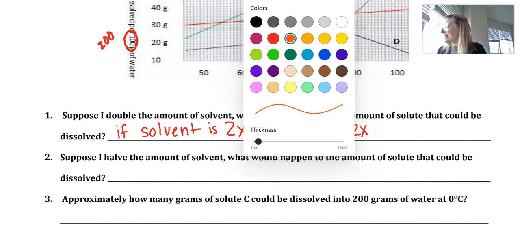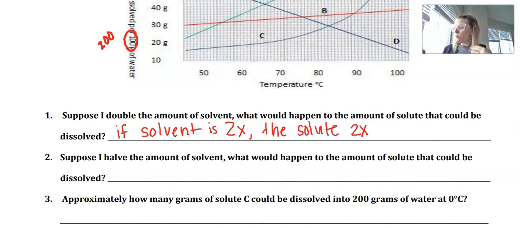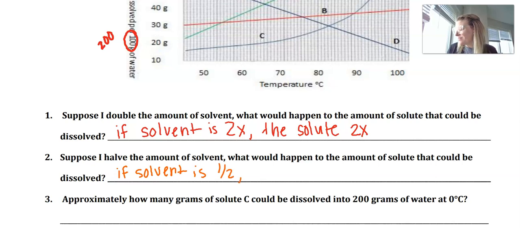All right, suppose I were to halve the amount of the solvent. So I'm going to cut that in half to 50 grams. What would happen to the amount of solute that can be dissolved? If solvent is halved, solute is halved. Again, the Regents loves to use 50 grams of water without telling you they've halved it. You have to be able to turn that switch on in your brain and recognize that they're doing that.